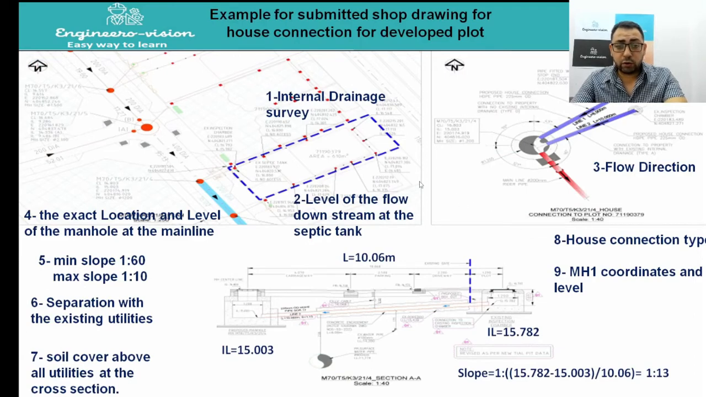What are we going to check here when we are preparing or checking this shop drawing? First, we need to see the internal drainage survey. The contractor will go to each plot that has an internal drainage network, and conduct a survey for each inspection chamber. He will know what the levels are inside each inspection chamber and how the flow is going, so he can determine the final location of the manhole.